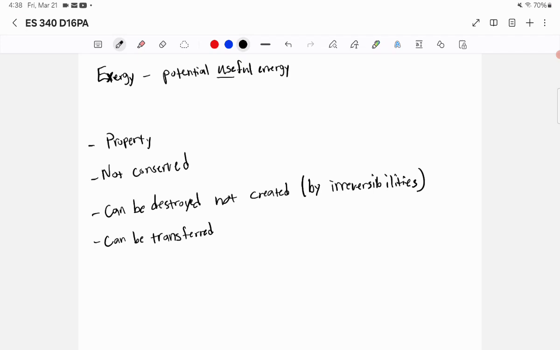a good question. So for the first pass, we're going to think of Exergy as being the potential useful energy. Okay, and I'll give a full definition in a moment, but for now, just think of it as the potential useful energy.